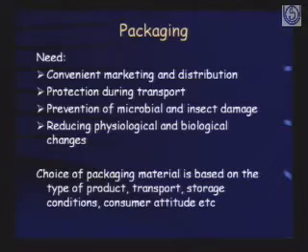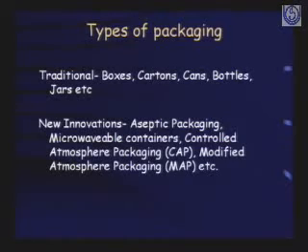After foods, we come to food packaging. We need packaging because it helps in convenient marketing and distribution. It protects the package during transport and prevents microbial and insect damage and also reduces changes. There are various kinds of packaging in the market, like traditional packages are boxes, cartons, cans, bottles, jars. And there are new innovations, new techniques also, like aseptic packaging, microwavable containers, modified atmosphere packaging and controlled atmosphere packaging.